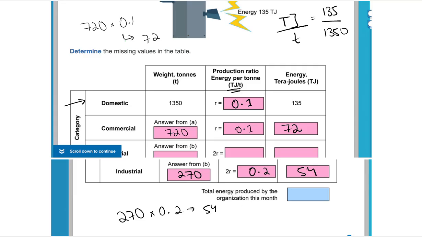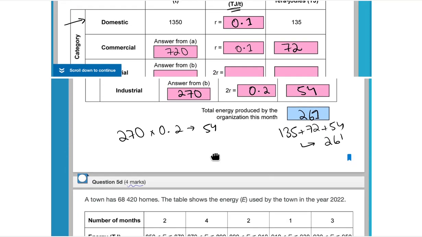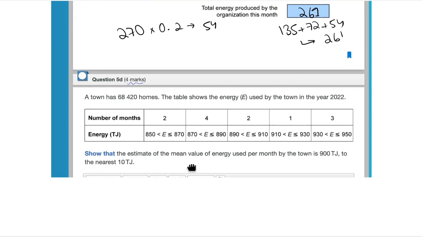Then it says total energy produced by the organization this month. So we are supposed to add 135 plus 72 plus 54. So what do we get? 261. 261 terajoules of energy was produced, which means by default, it says the production ratio is 0.1, which means a huge amount was going to waste. That makes sense. Okay.